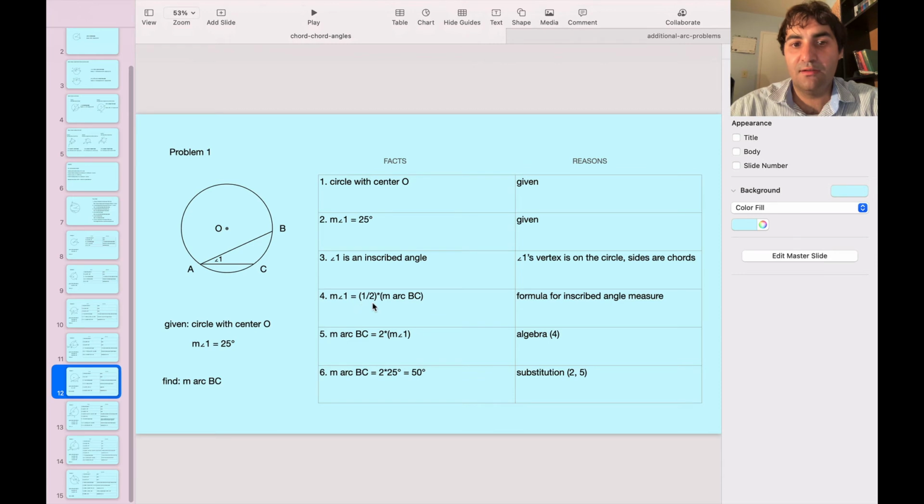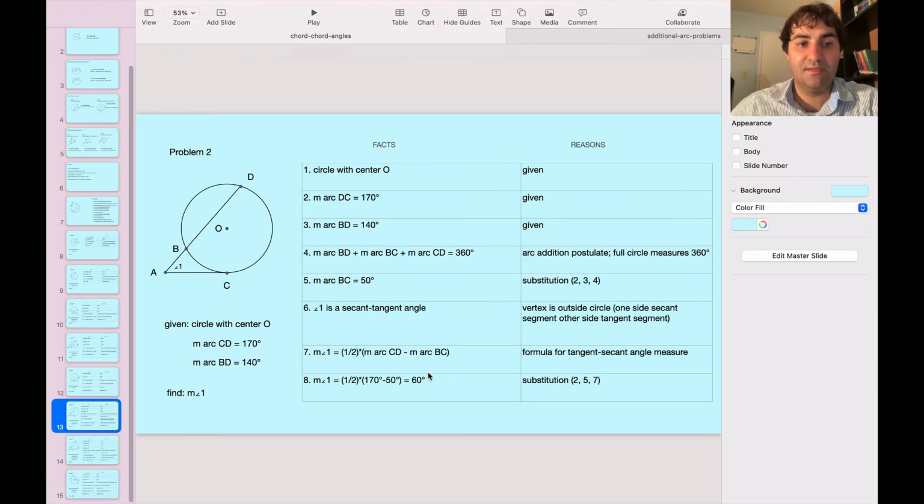So the measure of angle 1 equals 1/2 times the measure of arc BC, which is the formula for inscribed angle measure. And the measure of arc BC, if we do some algebra, we get 2 times the measure of angle 1, and the measure of arc BC equals 2 times 25 degrees equals 50 degrees.